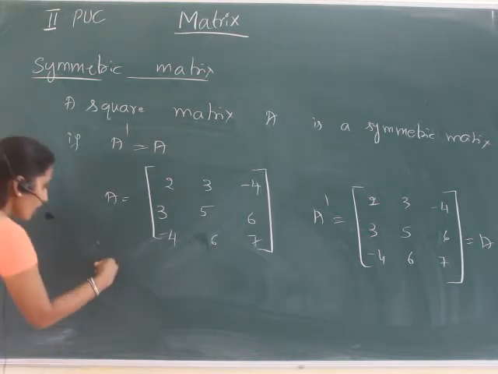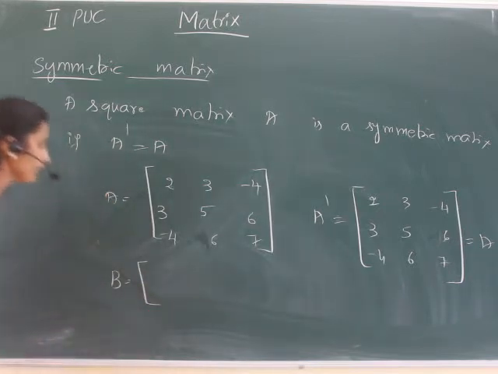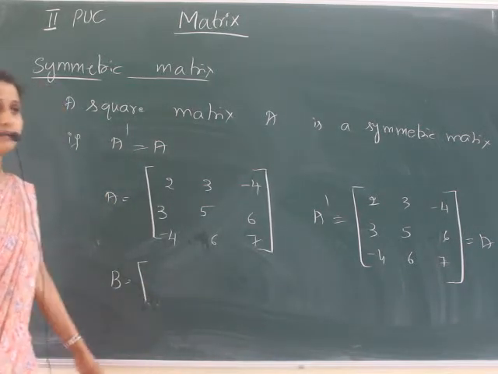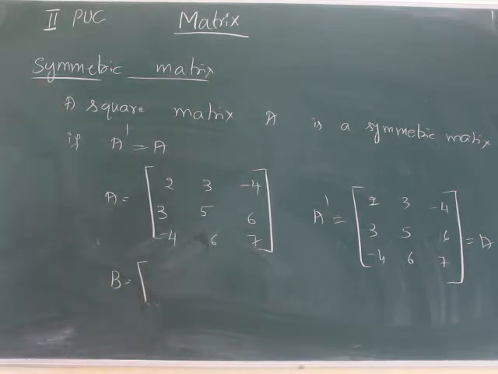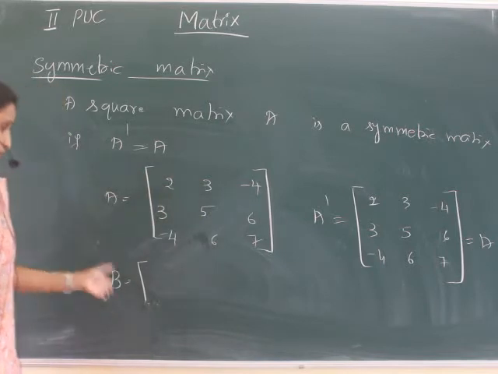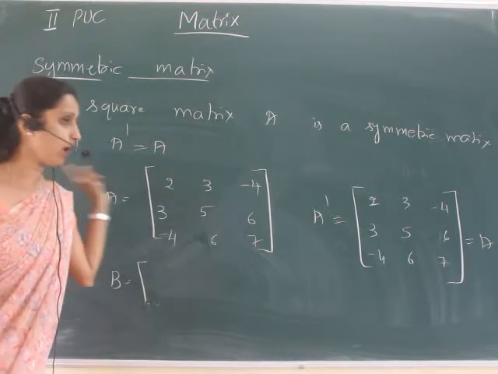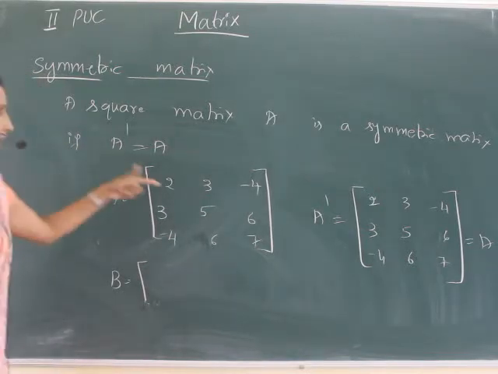If I give one more example, I can give it in a 3 by 3 matrix, or 2 by 2 matrix, or 4 by 4 matrix also. When we give an example, we should follow all these conditions. So first I will write one more example of 3 by 3. For that, I will follow what I have told about how to write a symmetric matrix.